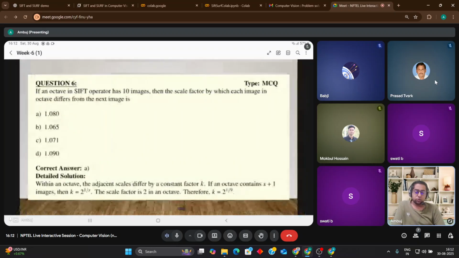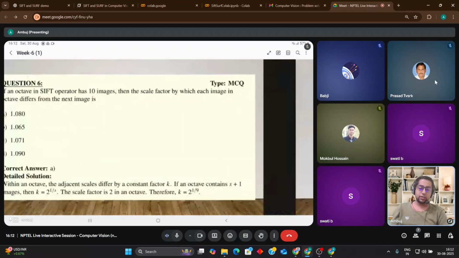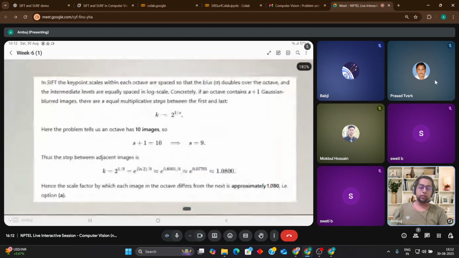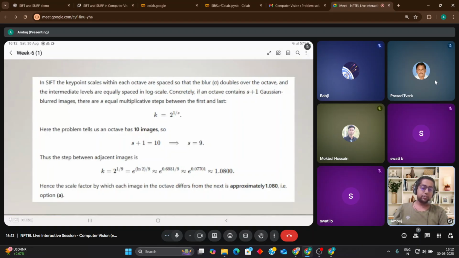The correct option would be A only. Let's see. In case of SIFT, the key point scales within each octave are spaced so that the sigma values double over the entire octave, and the intermediate levels are equally spaced in log scale. If an octave contains s plus 1 Gaussian blurred images, then s is the number of multiplicative steps between the first and the last, so k is 2 raised to the power 1 by s.